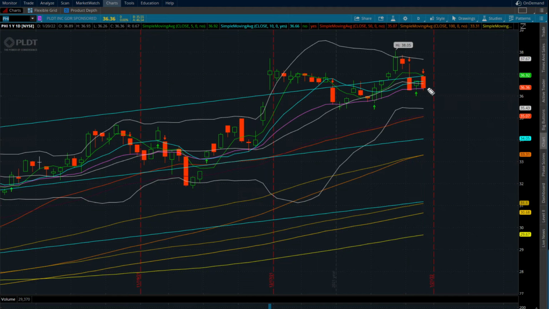So if we do not bounce off this 20-day moving average and we do not reclaim $36.92 on a daily close, today being Friday the 21st, if we do not close above that and we break this 20-day moving average and now start to close under, I would have to exit this trade. The trade would be off the table for me.